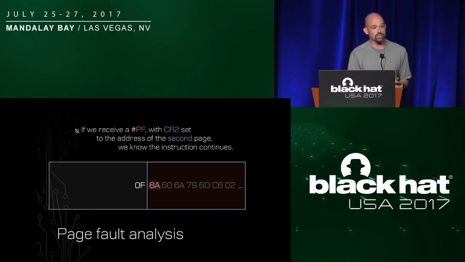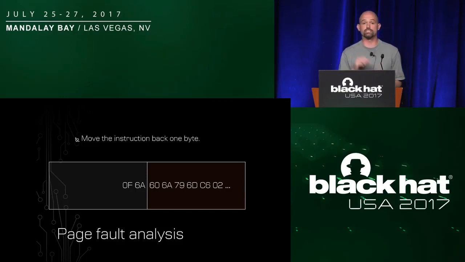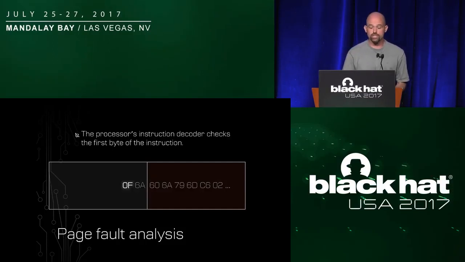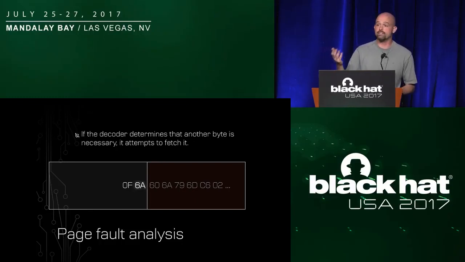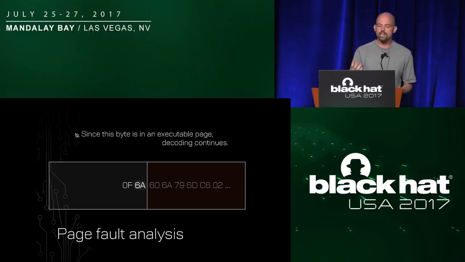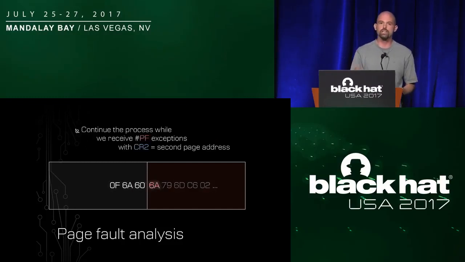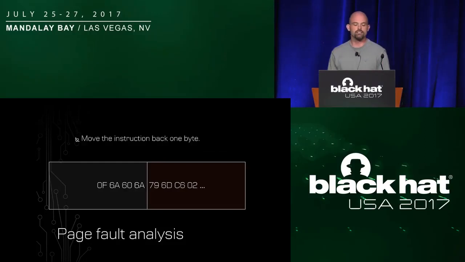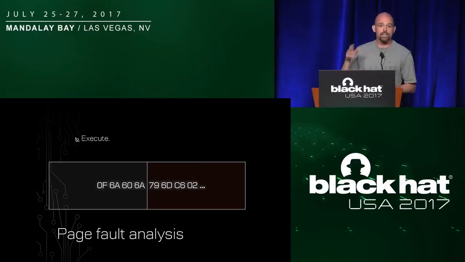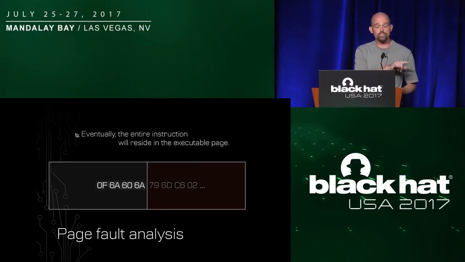If we receive that page fault exception with CR2 pointing to the second page in memory, we know that our instruction is longer than just that 0F. So we move the whole instruction back a byte and repeat the process. Execute the instruction. The decoder is going to look at that 0F, say, I need another byte, and now it can successfully fetch the 6A since it's in an executable page. It's going to realize it still needs more bytes for this instruction to be complete. So it's going to try to fetch the next byte. Now we get the page fault exception again. Move the instruction back a byte and continue this process. As long as we're getting page faults with CR2 set to the address of the second page, continue this process. And eventually what you'll find is your entire instruction sits in the executable memory.